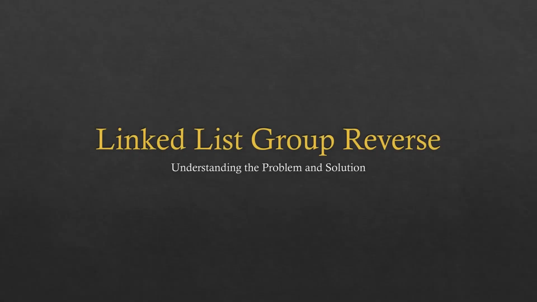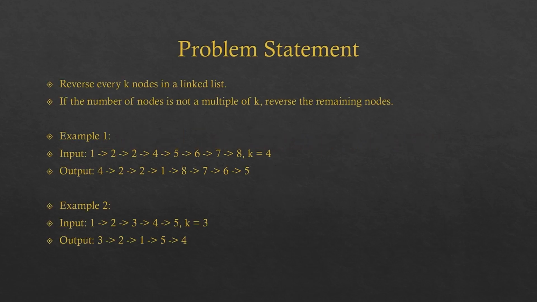Welcome to this presentation on the linked list group reverse problem. Today we will explore the problem and the solution to reverse every k nodes in a linked list, a key concept in data structures. The task is to reverse every k nodes in a linked list. If the number of nodes is not a multiple of k, we reverse the remaining nodes as a group.